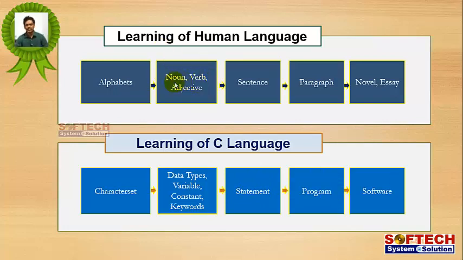Here, the collection of noun, verb, adjective and adverb, by using grammatical rules, makes sentences. The collection of sentences makes a paragraph. The collection of paragraphs makes a novel or essay.